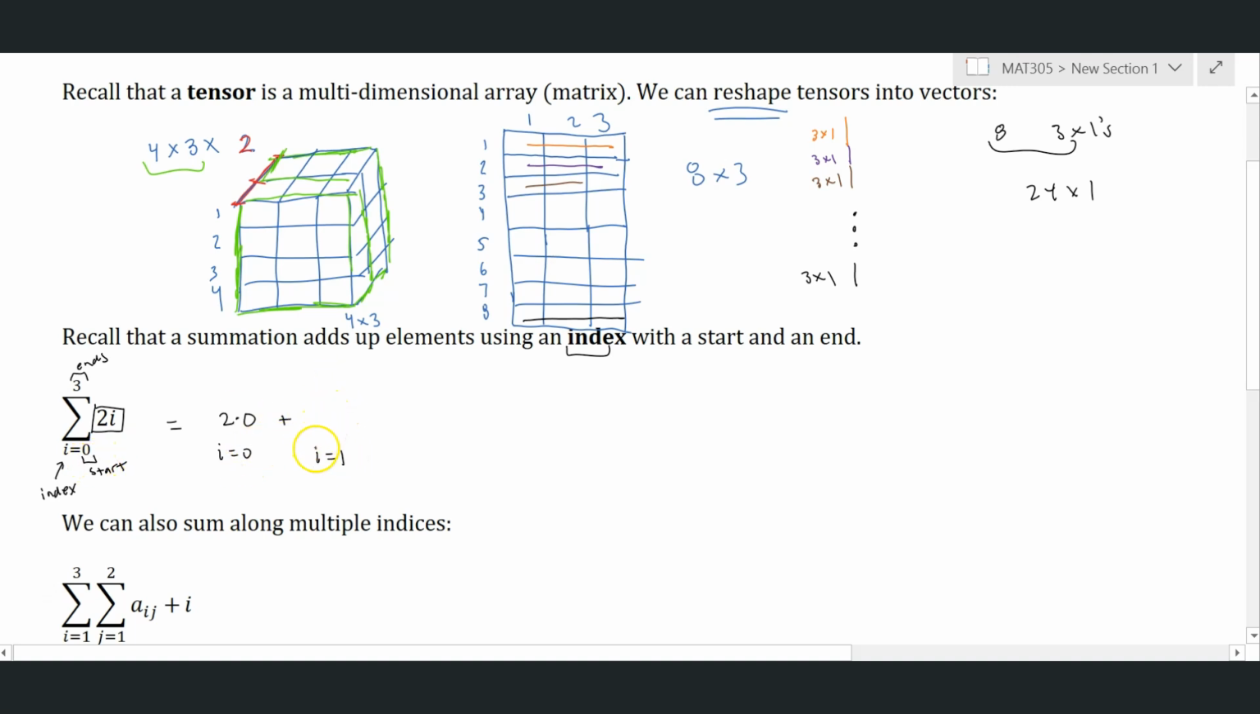Okay, and so for I equals 1, 2 times I will be 2 times 1. And then for I equals 2, we'll have 2 times 2. And finally, because we get to I equals 3, that's our stopping point, we'll have 2 times 3. And now you can add these all up. You'll get, let's see, 6 plus 6, I think this comes out to 12. Okay, that's a single summation with one index.